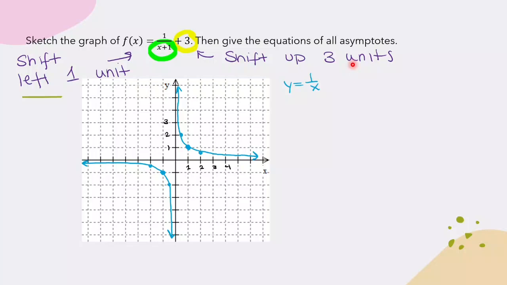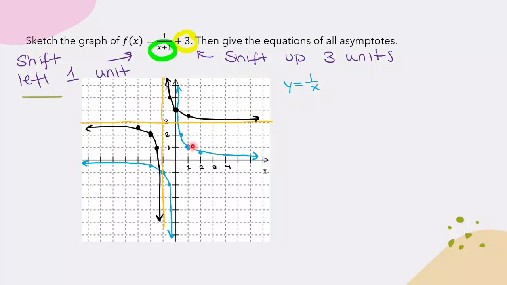So I'm going to take this parent function, which I have drawn in blue, and I am going to move it up 3 units and to the left 1 unit. I like doing that by drawing in the asymptotes. That helps me kind of center my graph. So notice my vertical asymptote moved left 1 unit. So there's the line x equals -1. My horizontal asymptote went up 1, 2, 3 units. It's now at y equals 3.